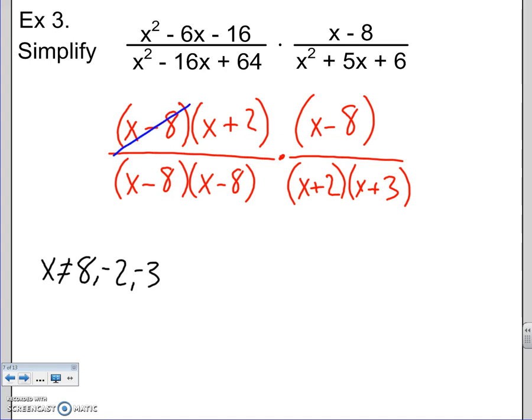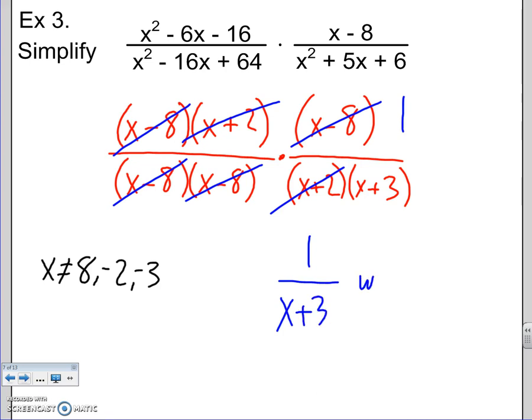You see x minus 8 here, x minus 8 there. x plus 2 here, x plus 2 there. x minus 8 here, x minus 8 there. So on top is a single 1, on bottom is x plus 3. So my final answer is 1 divided by x plus 3, where x cannot equal 8, negative 2, and negative 3.